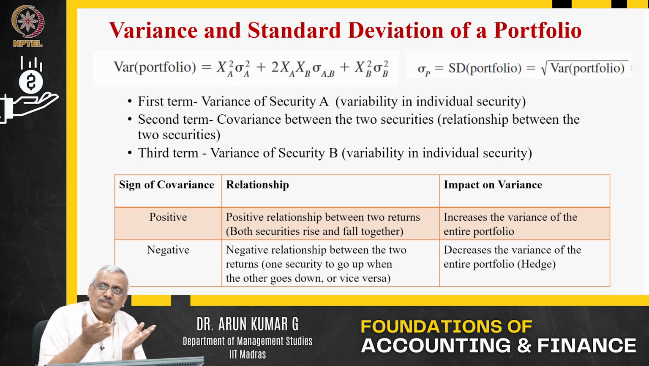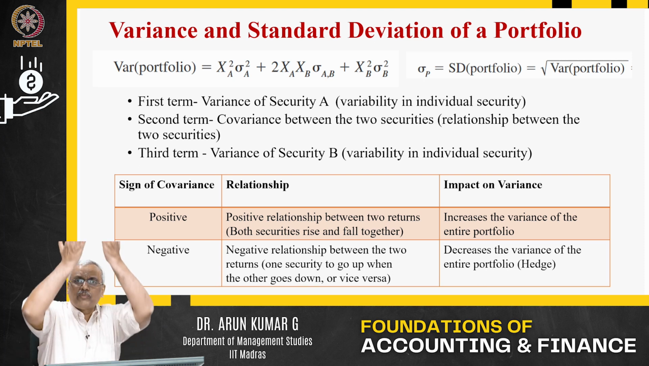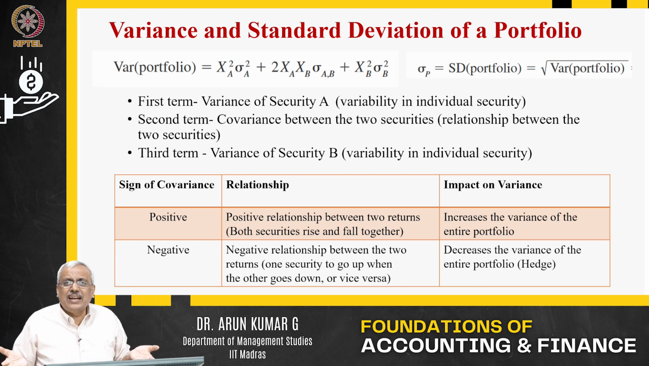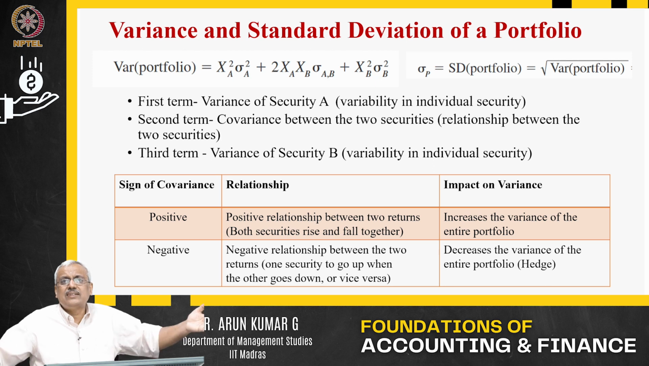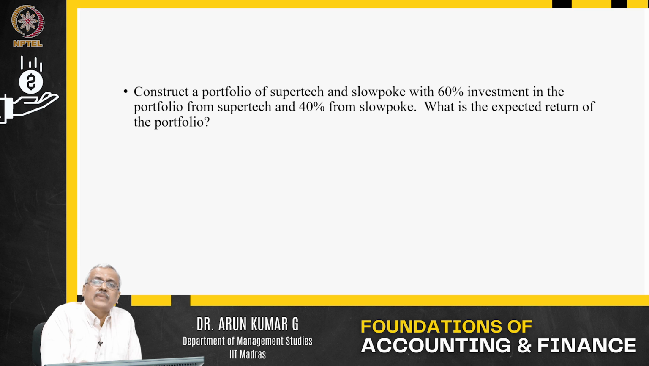Why does it decrease the variance? Because when one moves up and the other moves down, it is sort of offset, so the variance decreases. When both are moving up or both are moving down together, that is positive correlation, then your variance is expected to be high.